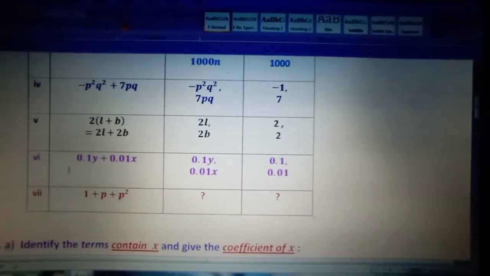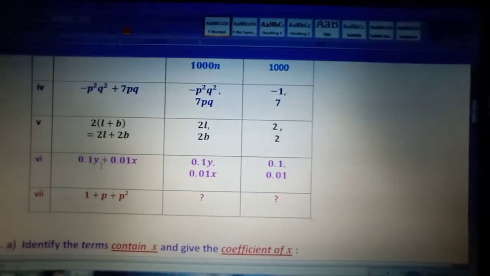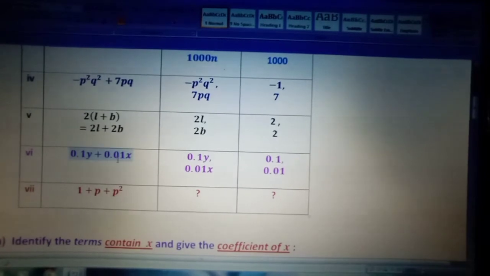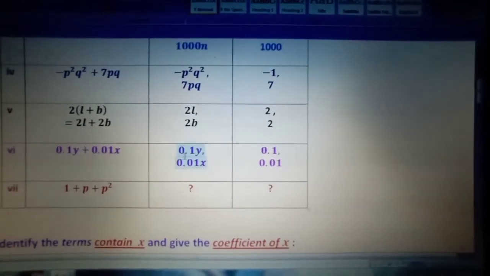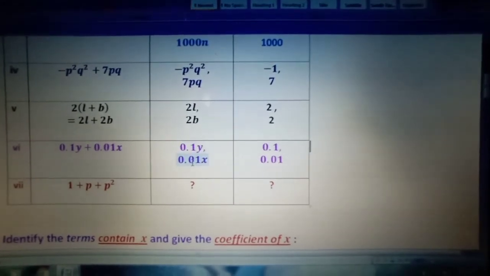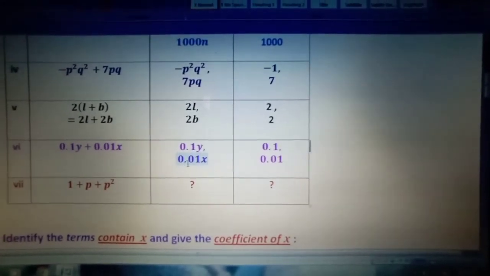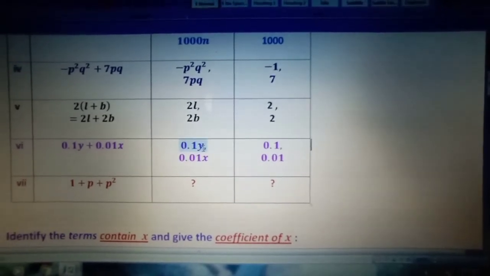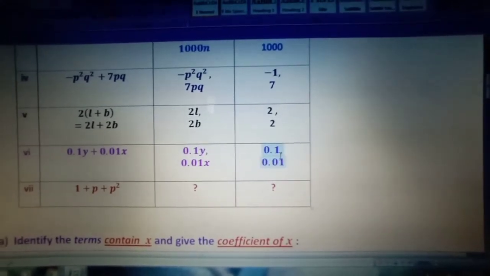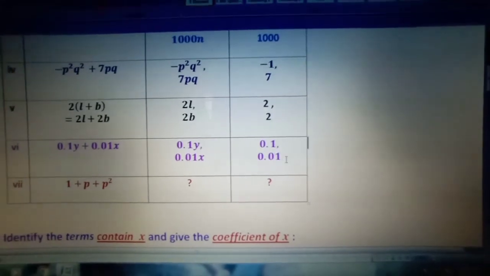Question number 6. The sum is 0.1y plus 0.01x. Two variables, one is y and another is x. 0.1y and 0.01x are the two terms. So the numerical values are here. It is 0.1 and here it is 0.01.